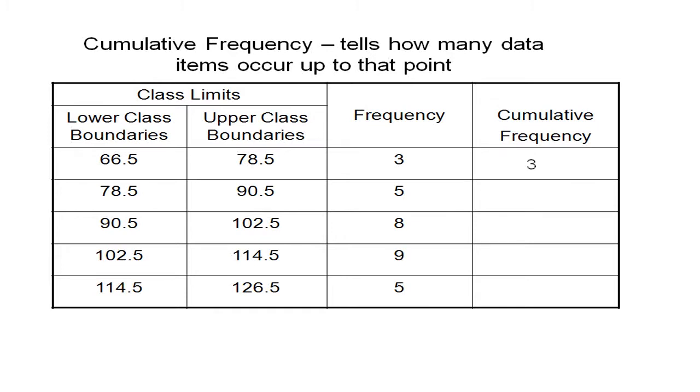As you go on, the first one's 3. 3 plus 5 is 8. 8 plus 8 is 16. 16 plus 9 is 25. 25 plus 5 is 30. It keeps adding up. You're adding them up each time. Cumulative frequency. So we've got classes, frequency, relative frequency, percentage distribution, and cumulative frequency. So we have those. Can you do that?